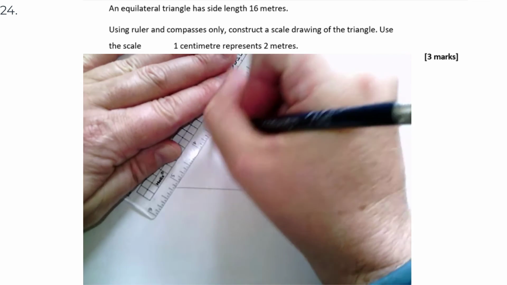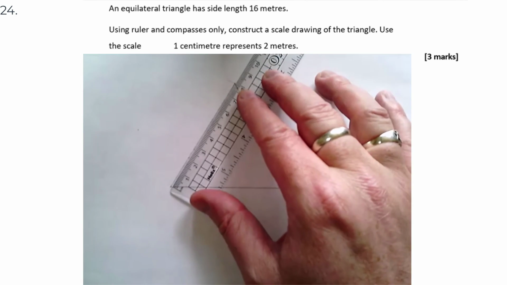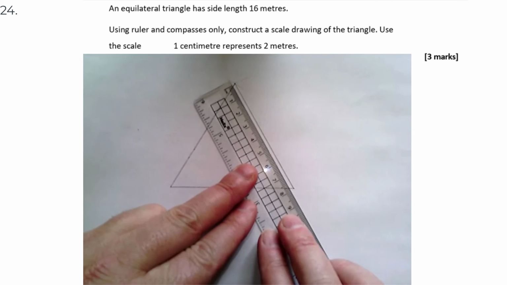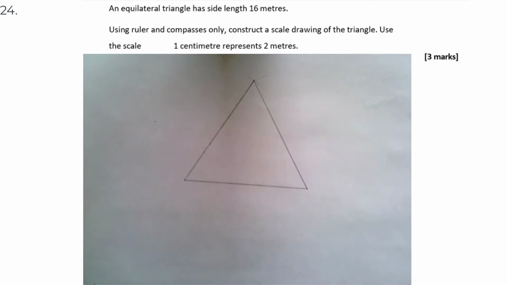Now, as long as your compass didn't stretch while you were drawing your arcs, you should find it is now spot on 8 centimeters, and the job's a good one. Don't forget to leave the construction marks visible, though. The examiner needs to see those to give you the full mark, so don't rub those little cross lines out.